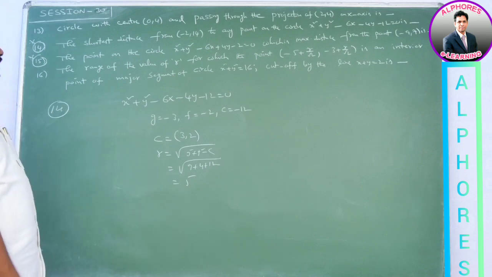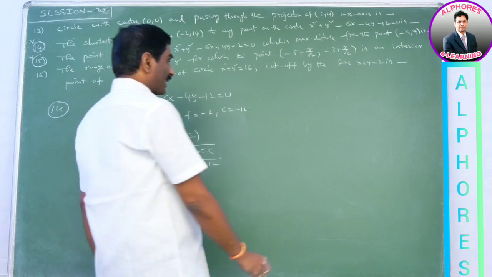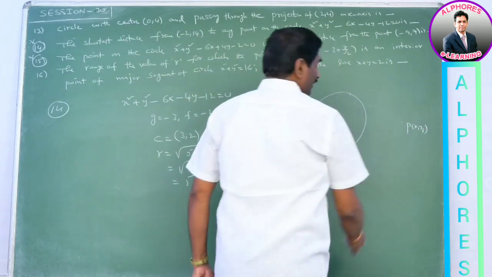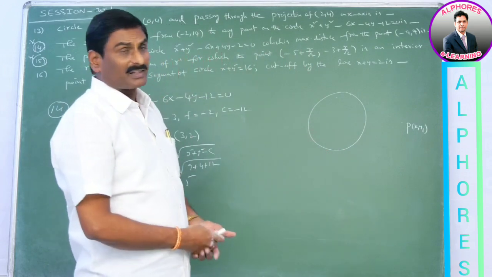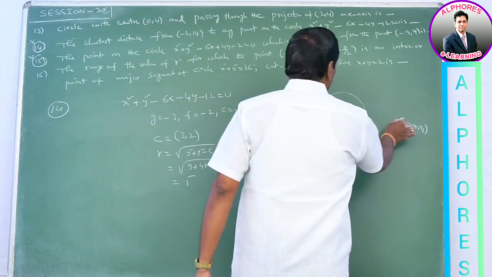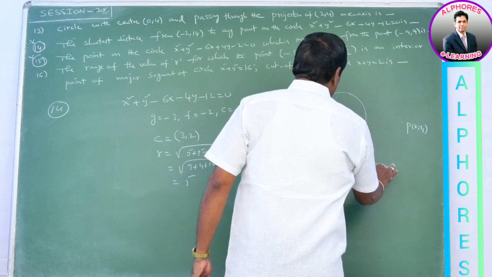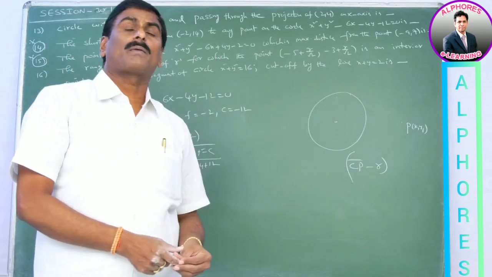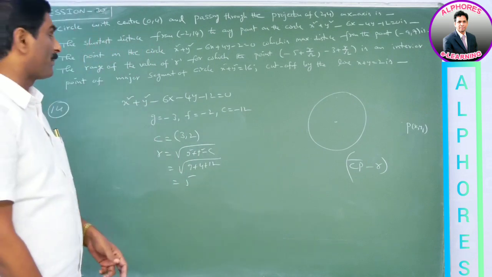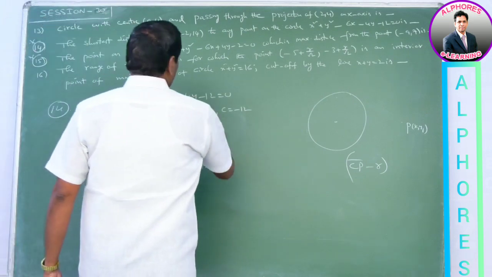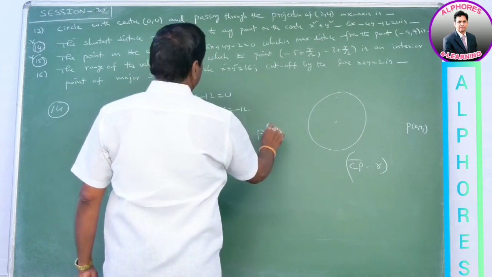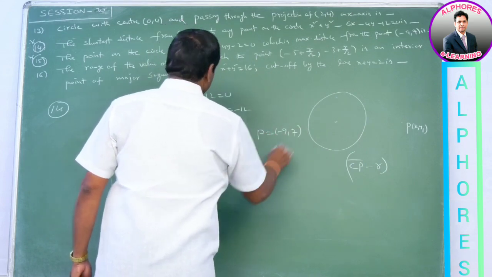Now we find the shortest distance from the given point to any point on the circle. Already we discussed about the point. Suppose P(x1, y1) is any point in the plane containing the circle, then the shortest distance between P and any point on the circle is nothing but CP minus r, or mod CP minus r. Here C is (3, 2). The given point P is (minus 9, 7).